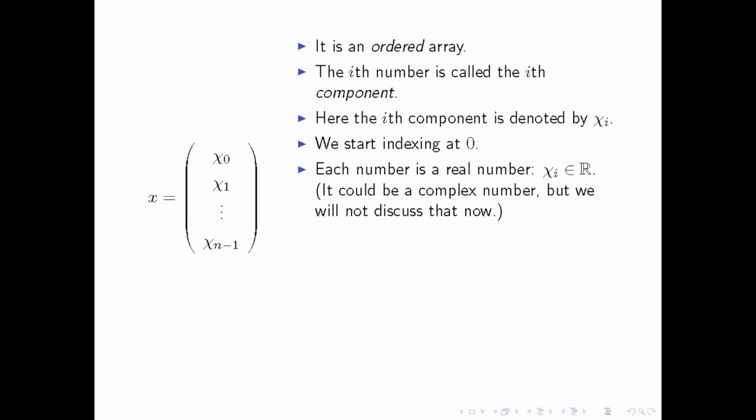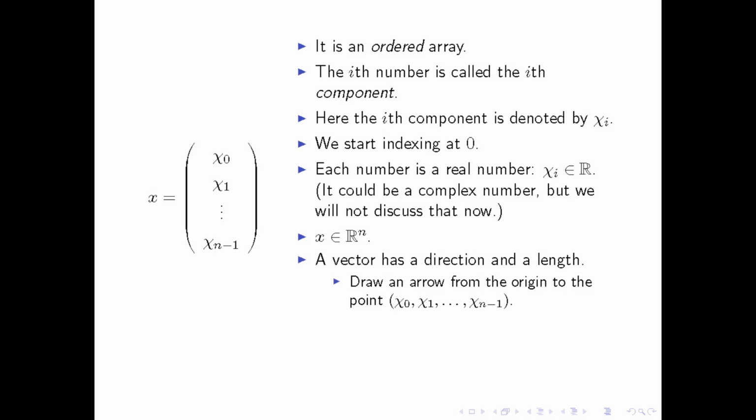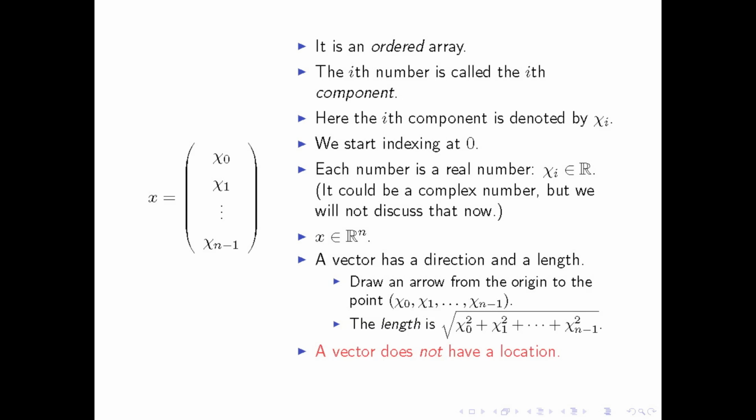To indicate that the vector x is a vector of size n with real valued components, we will say that x is in the set R^n, which is the set of all vectors with n components. A vector written down looks like an n-tuple that denotes a point in n-dimensional space, with the coordinates of that point written as a column of numbers. However, it has a direction and a length. But, importantly, it does not have a location.